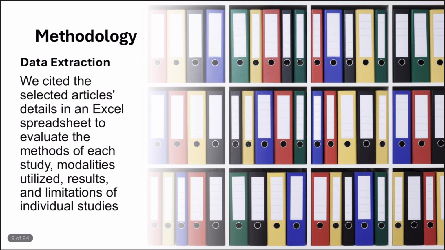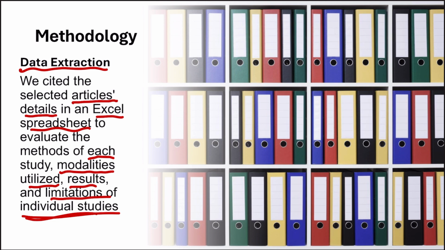Now let's discuss the data extraction procedure. The authors cited the article details in an Excel spreadsheet. In the spreadsheet, they included all the details of the particular studies which they selected, that is the 5 studies selected for the systematic review. Under the type of study, they included the modalities which were used, then the results obtained from that study, and the limitations of that study.